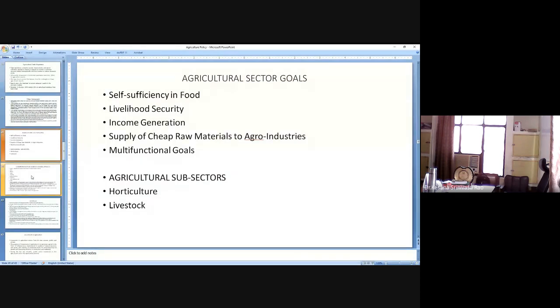the agriculture policy. Okay, then agriculture subsectors like horticulture and livestock, those two subsectors are also very important to achieve good success in agriculture. Okay, next.